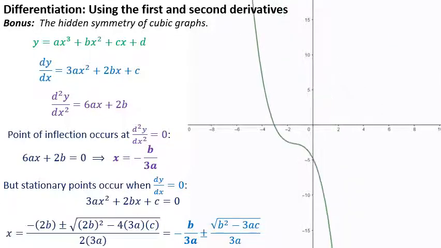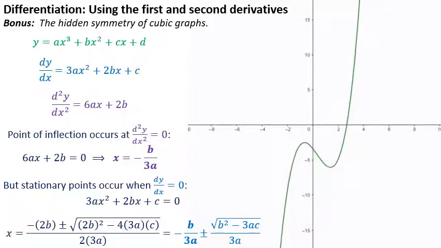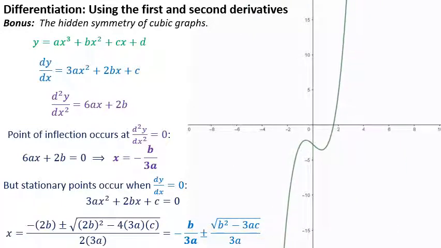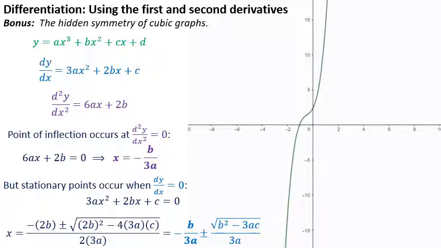The formula turns into negative b, which in our case is 2b, plus or minus the square root of b squared, which is 2b squared, minus 4 times a times c, which in our case is 4 times 3a times c, all over 2a becomes 2 lots of 3a. With a bit of simplifying and rearranging, we can see that this is equivalent to negative b over 3a plus or minus some other stuff. The negative b over 3a is what I'm interested in here. It's exactly the same term that we got when we looked for points of inflection.